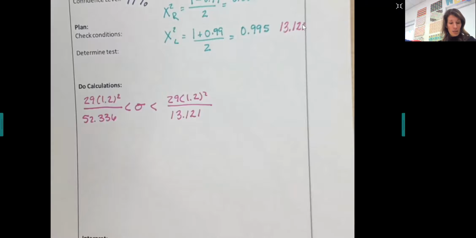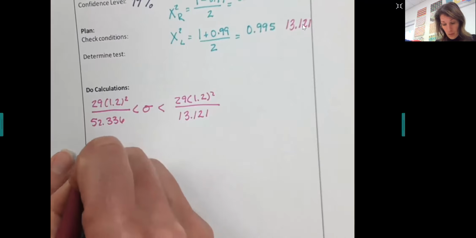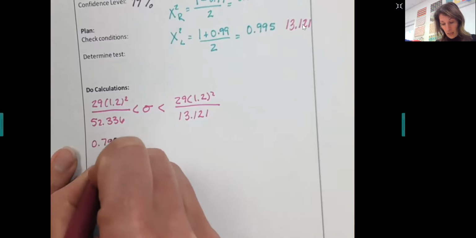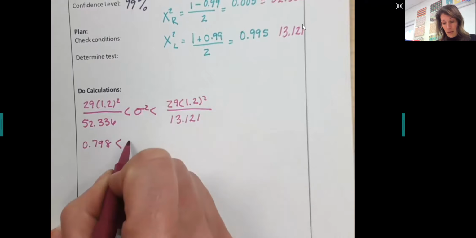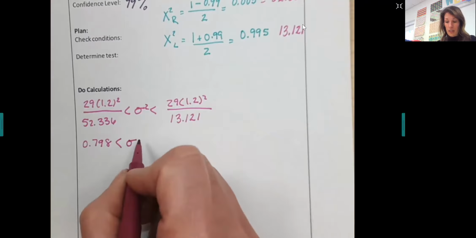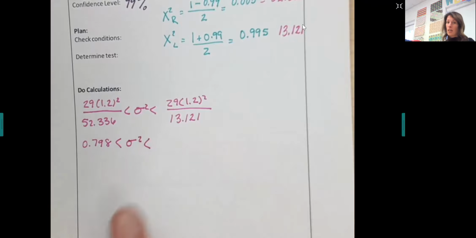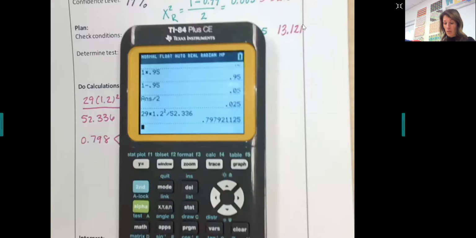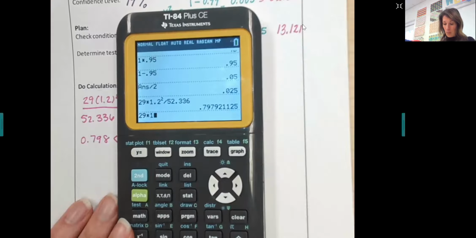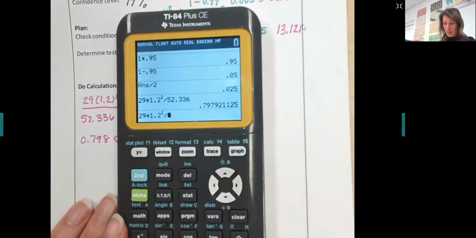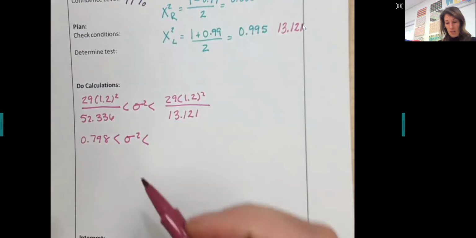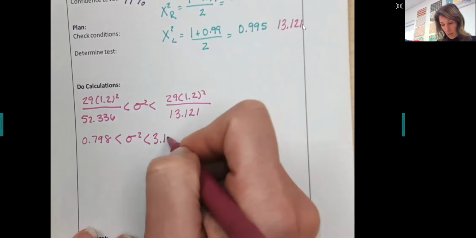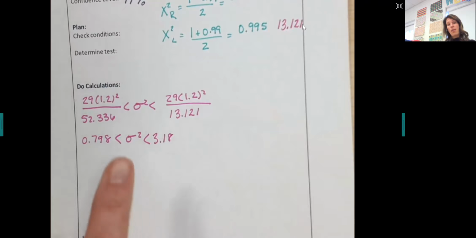So I get 0.798 is less than my variance, which is less than, and then I'm again putting that into my calculator, 29 times 1.2 squared divided by 13.121. And I get 3.18. Now, that's my variance.